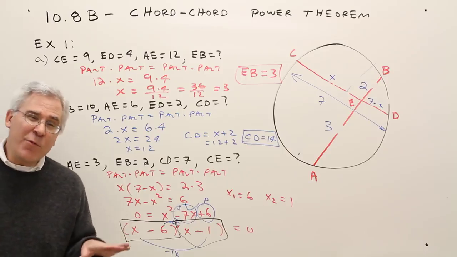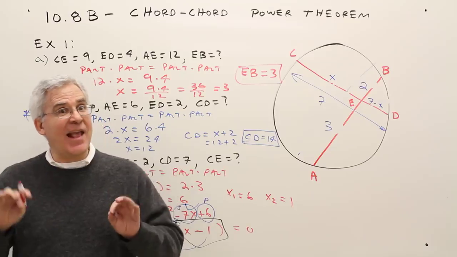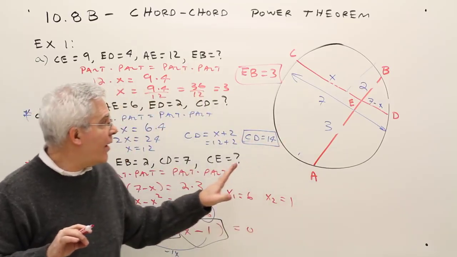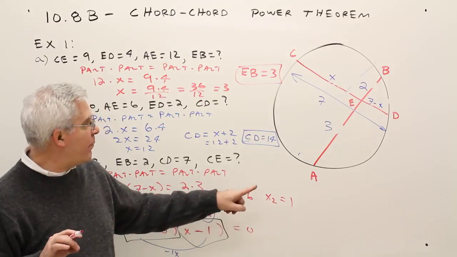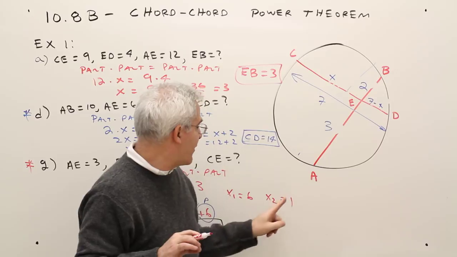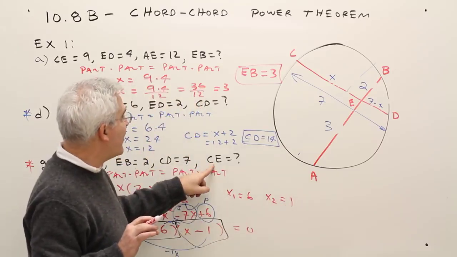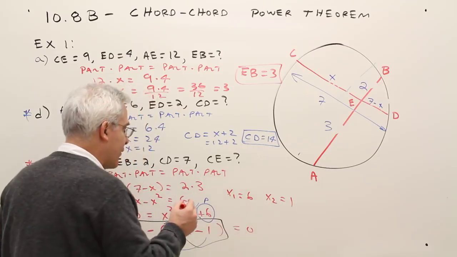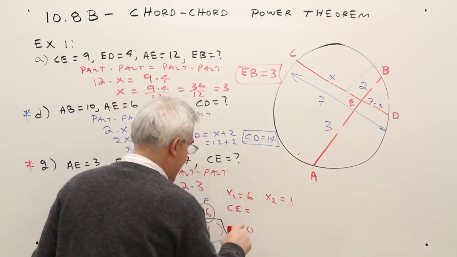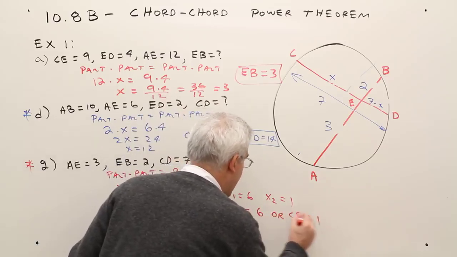And you always want to make sure that your answers make sense. It's not that x can't be negative, it's a side length can't be negative. Okay, so let's see if that makes sense. 6 and 1 makes sense here. 7 minus 6, 7 minus 1 makes sense there. Okay, so CE was x, so I'll just say CE equals 6, or CE equals 1.